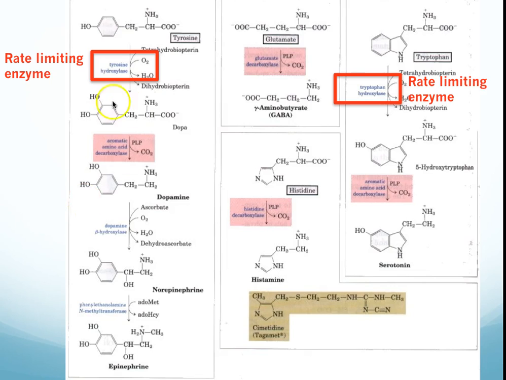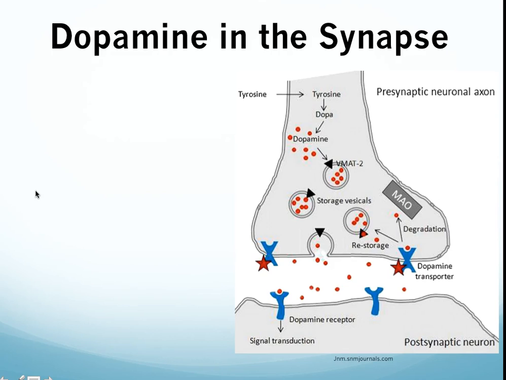You're not going to have to know all these structures or memorize all these pathways, but it's good to know what the rate-limiting enzyme is and what it does, okay? Now, what do each one of these things do?